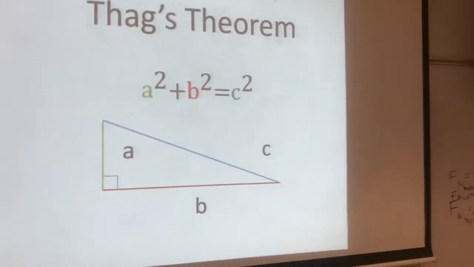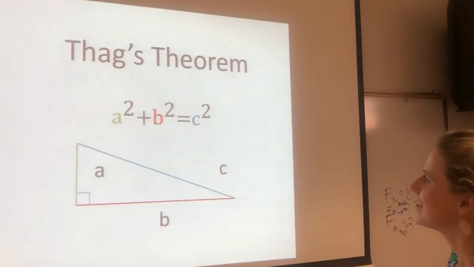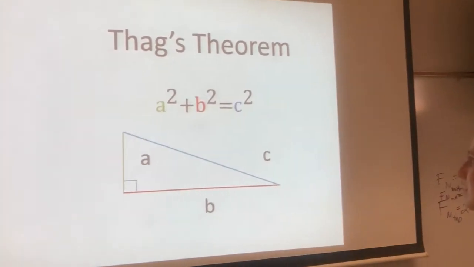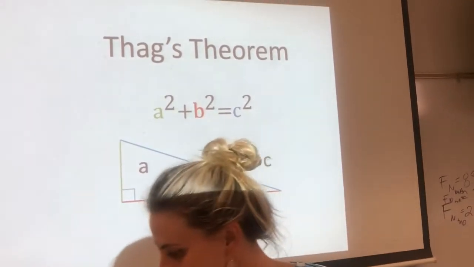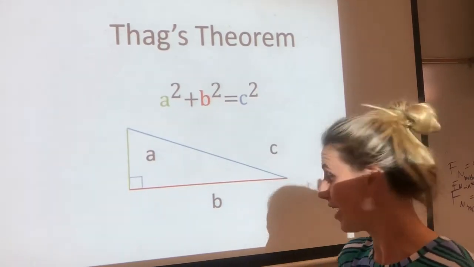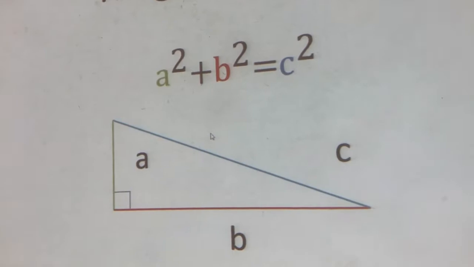That's Pythagoras' theorem. I'm pretty sure you learned about this in class. A squared plus B squared equals C squared. Would you know how to solve that for A? How would you be able to solve for A?